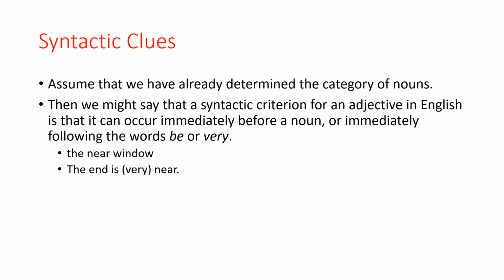Another source of information is the typical context in which a word can occur. For example, assume that we have already determined the category of nouns. Then we might say that a syntactic criterion for an adjective in English is that it can occur immediately before a noun or immediately following the words be or very. According to these tests, near should be categorized as an adjective. For example, the near window or the end is very near.